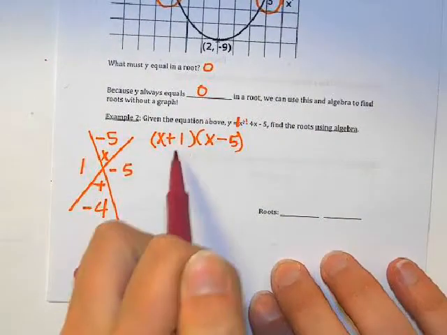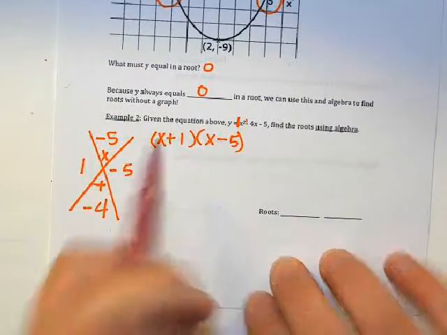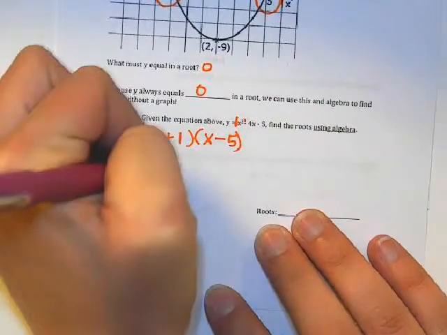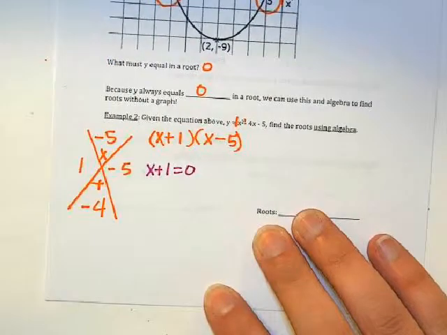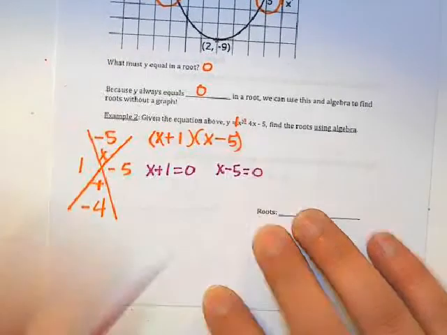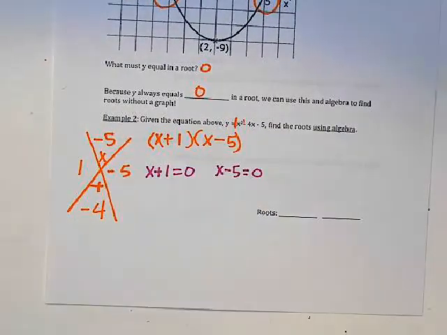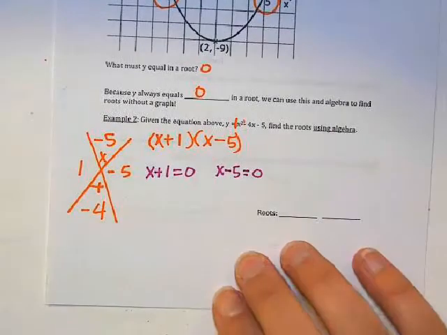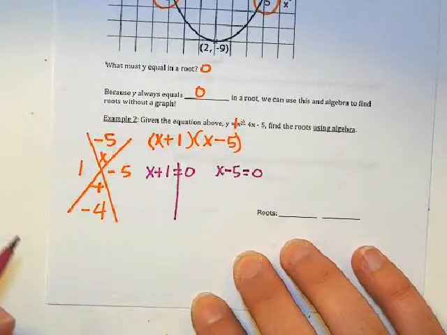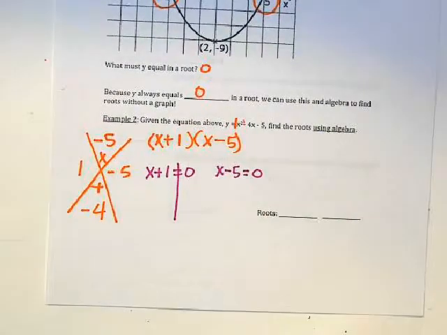So now what I'm going to do, which is the new part, okay, I'm going to take each set of parentheses and set it equal to 0. Okay, so I'm going to take this x plus 1 and equal it to 0. And then I'm going to take x minus 5 and equal it to 0. So I've got two different equations here. Because how many x's do I have? 2. I've got two x-intercepts, so I got to have two separate equations. Okay? Now, I want to know what my x-intercepts are, so I need to get x by itself. I need to solve for x.